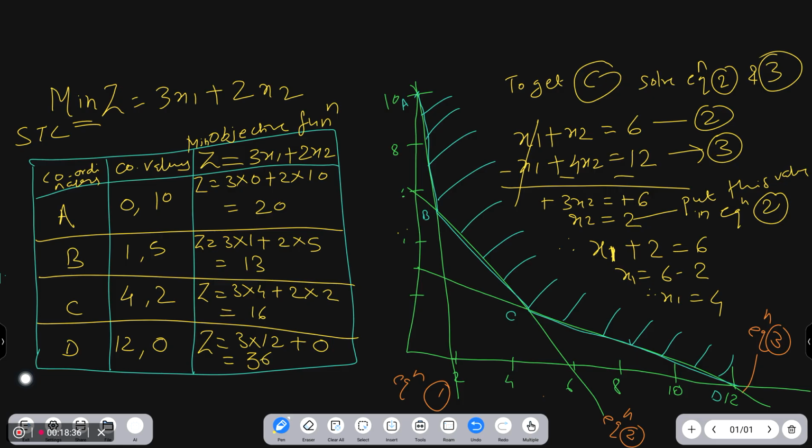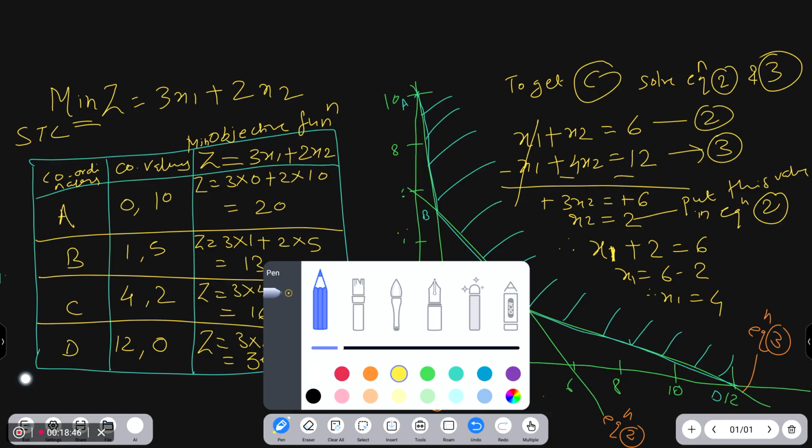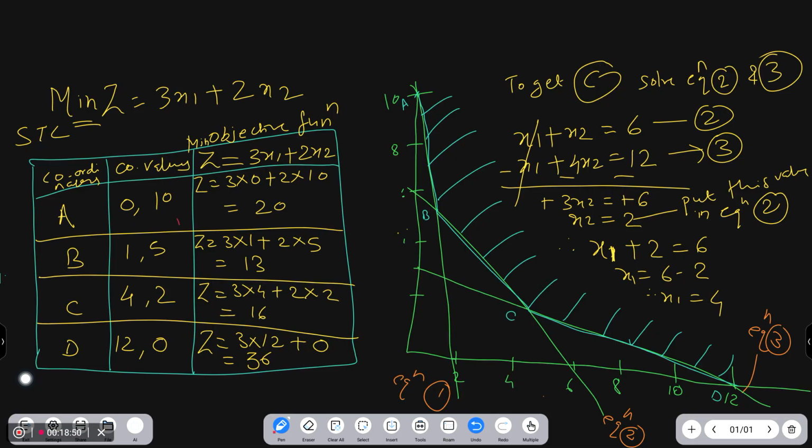Now you know that the nature is minimization, and all constants are greater than zero. Therefore, we have to observe for the minimum value. You have to observe for the minimum value. What is the minimum value here? 30. It's 30.